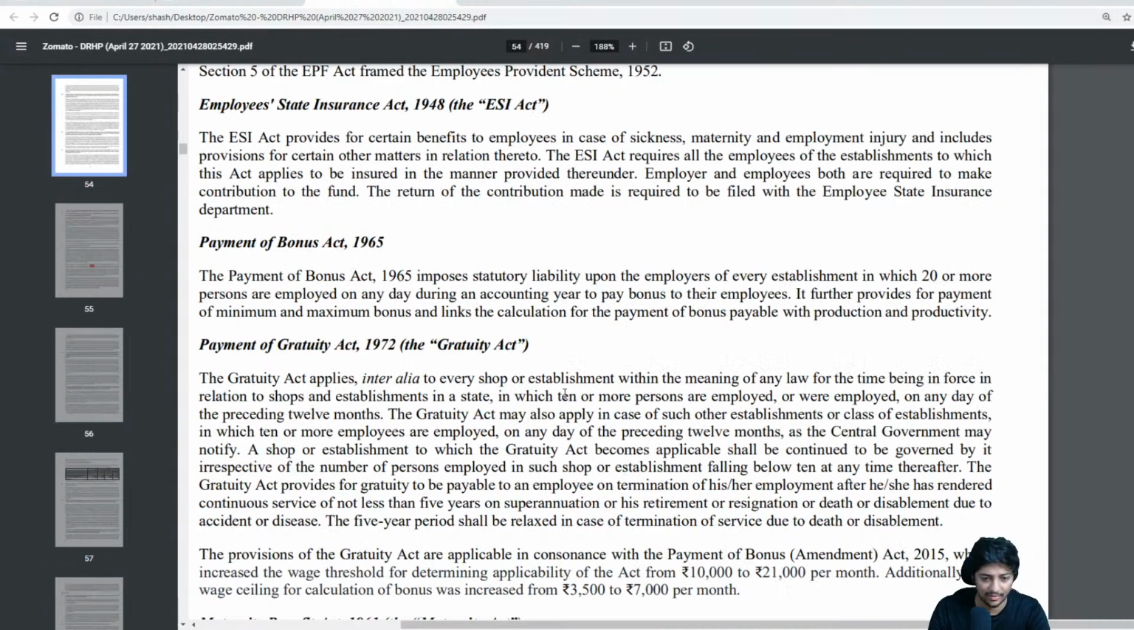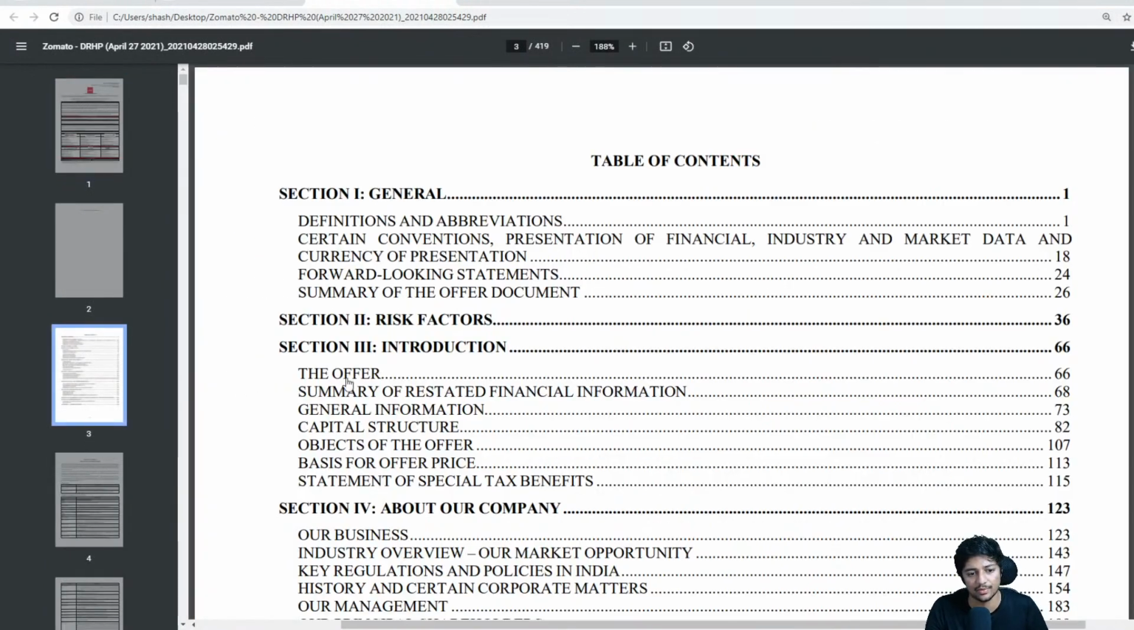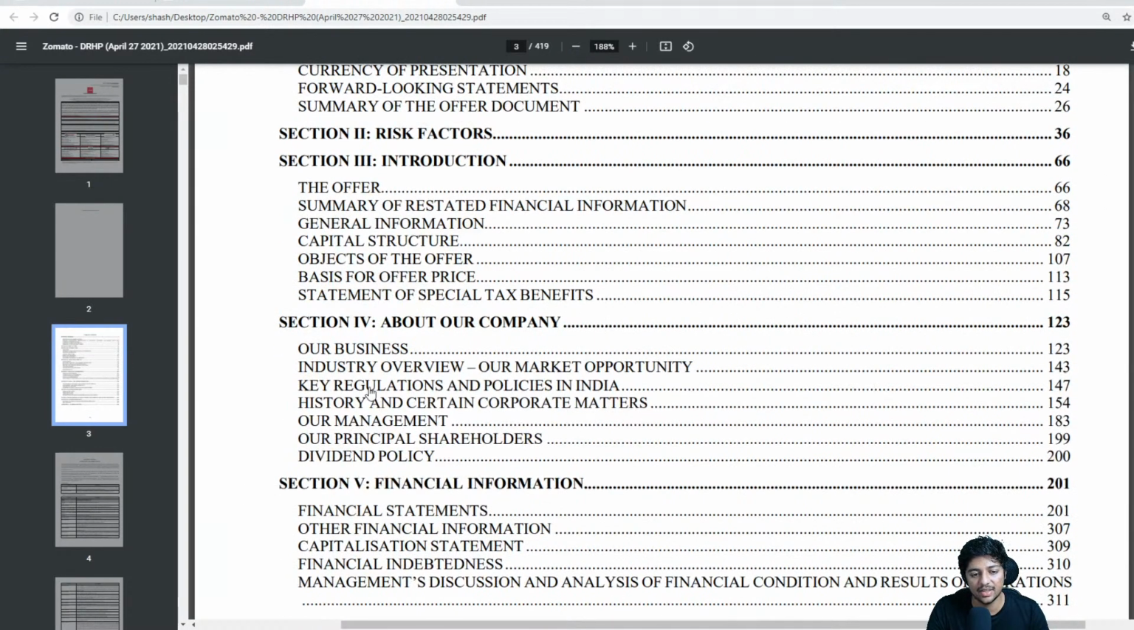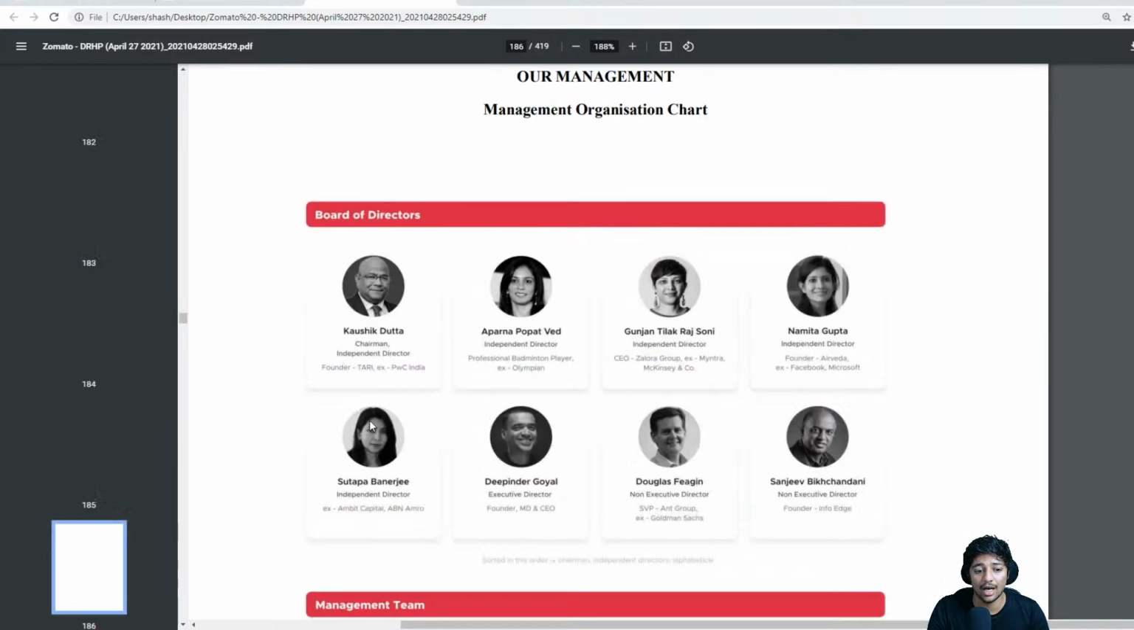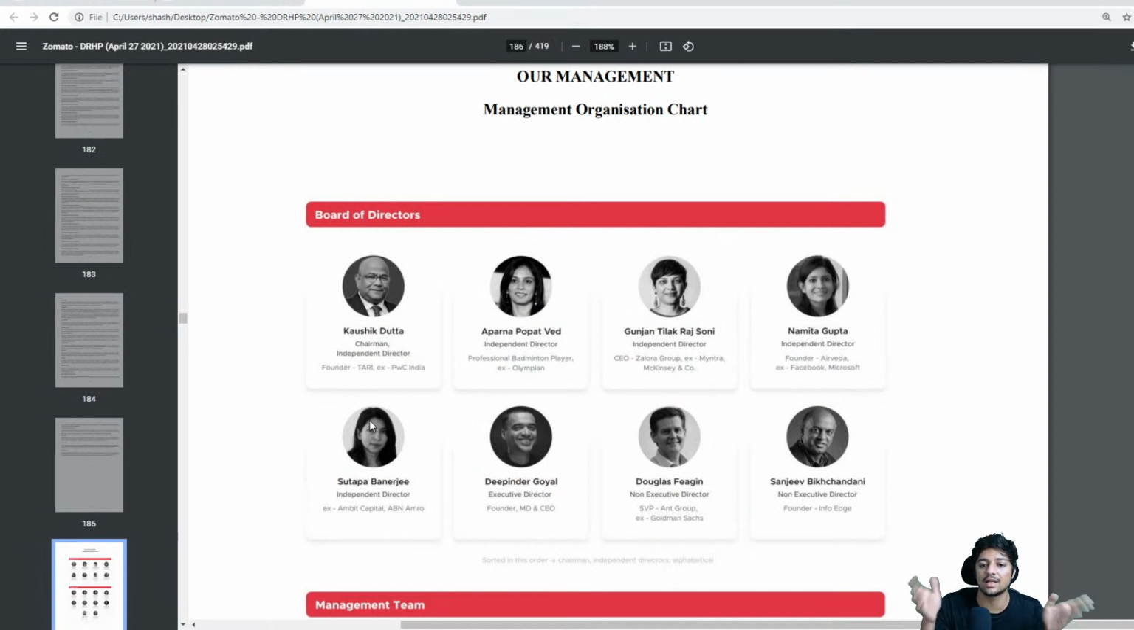So again, let me show you from the home page only. Every time I'll show you from this. We went through our business. We went through industry overview, market opportunity. We are going to skip key regulations. We are going to skip history and certain corporate matters. I would want to go and directly see our management. I want to see who is running this company. That is what I would want to see.